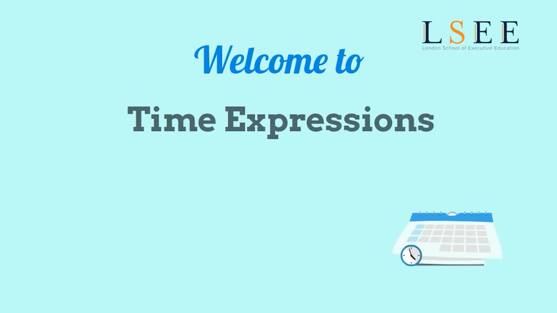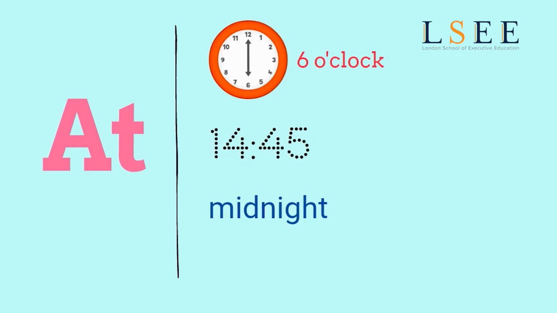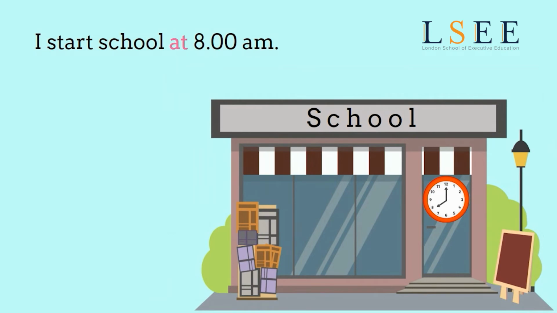Welcome to Time Expressions. In this lesson, we'll learn to talk about time and use some time expressions. At 6 o'clock. At 2:45. At midnight. At lunchtime. I start school at 8 a.m. We can also use these in the past. For example, I started school at 8 a.m.